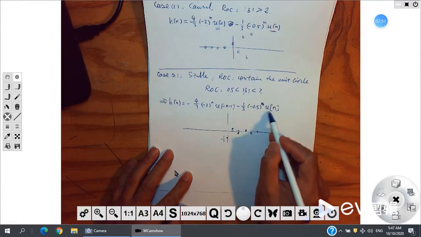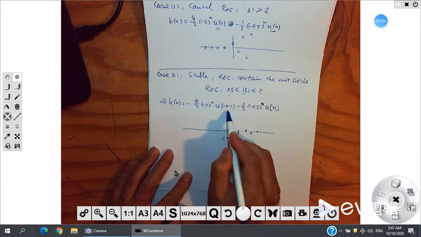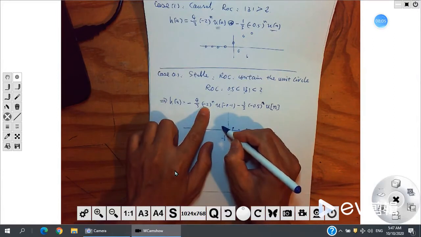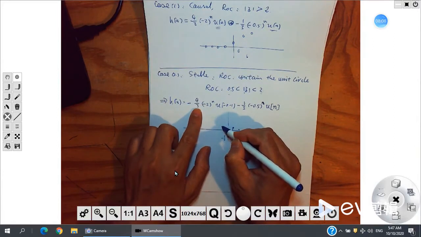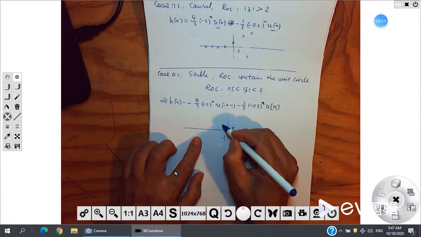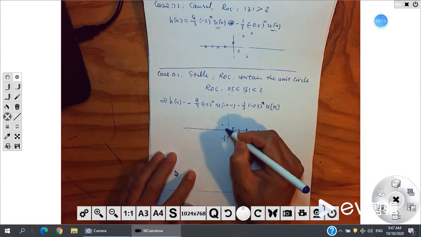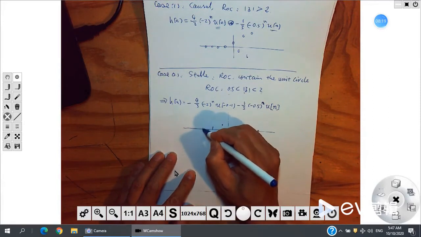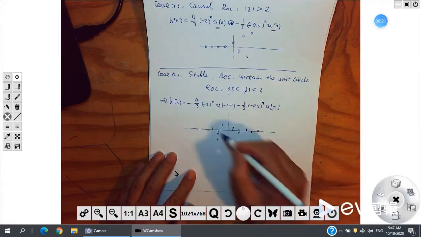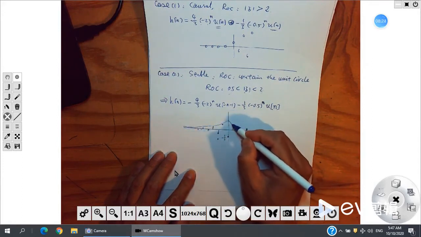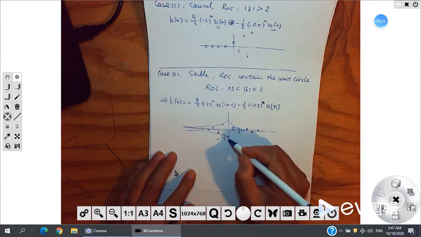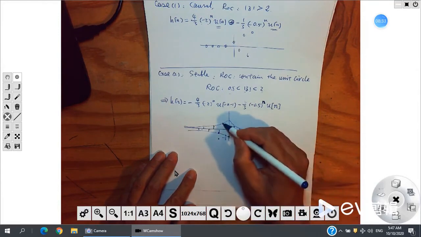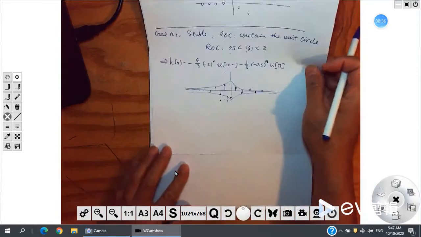And when n is negative, this term tends to be 0. We only have these. When n is -1, I have a positive value, right? -1, this is half. 4/3 and half, so 2/3. This is 2/3, and then there will be this one, then this one, then this one, like this. So the value will be inside the range like this, right? So this is h of n in the stable case.